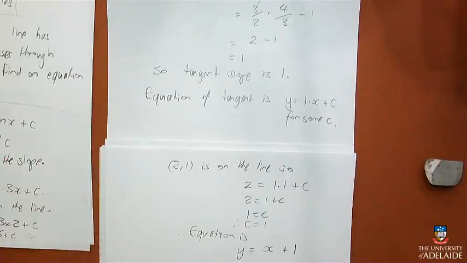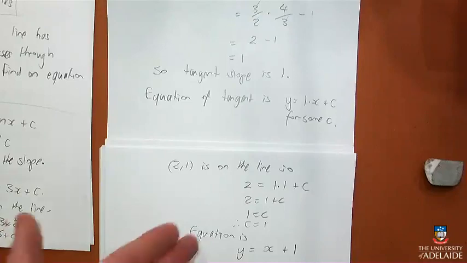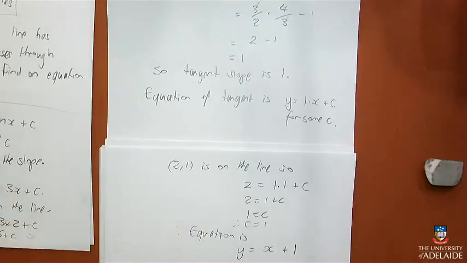So everything turned out to be, well, not everything. The y coordinate and the derivative and the c turned out to be 1. That was a big coincidence. That would almost never happen. And now we've found the equation of the tangent.